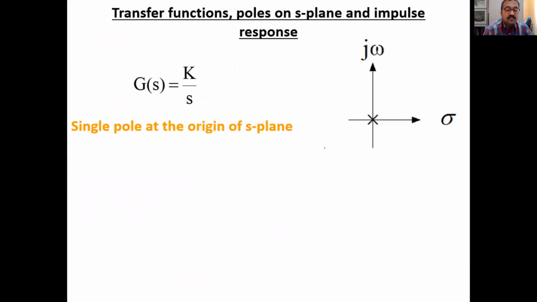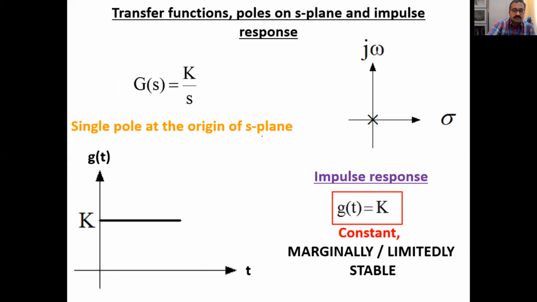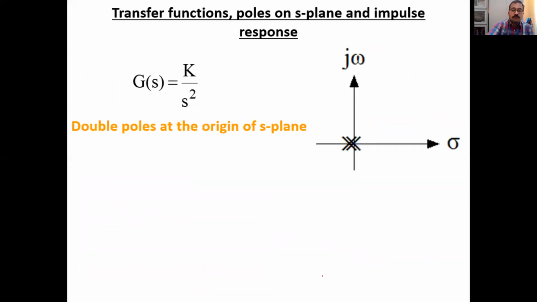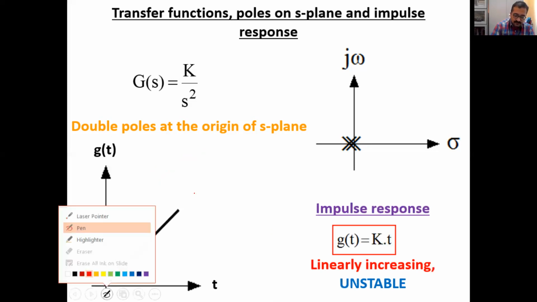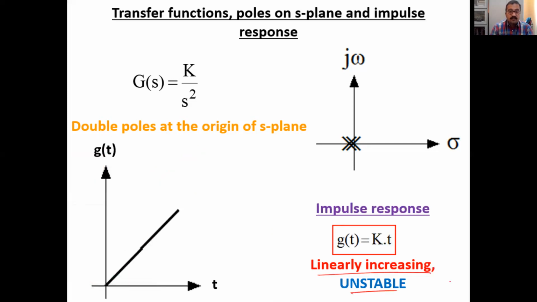Moving on. Suppose G of S is K by S. It has a pole at the origin. What will be G of T? L inverse of G of S, that is K, which is a constant. So the system is marginally stable, limitedly stable, or neutrally stable. Now, if you have a repeated pair of poles at the origin, what happens? What will be the impulse response G of T? It will be KT. So it is unstable, right? It will simply increase, a linearly increasing time function.